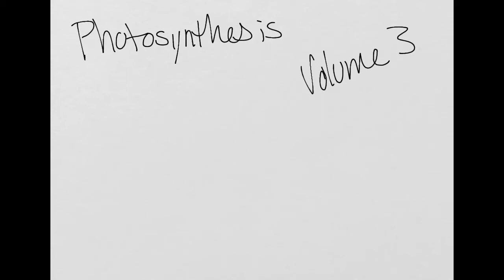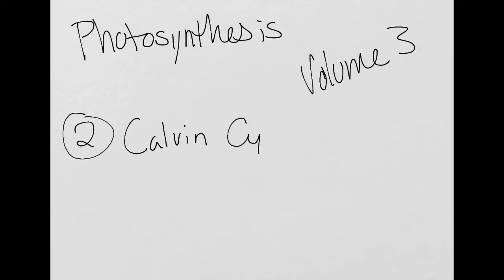This is the third video for photosynthesis, and in this video we're going to be talking about part 2 of photosynthesis, which is the Calvin cycle. Just like the Krebs cycle, we capitalize the first letter in Calvin because it is somebody's last name. The Calvin cycle is actually named for somebody named Melvin Calvin, which is awesome.